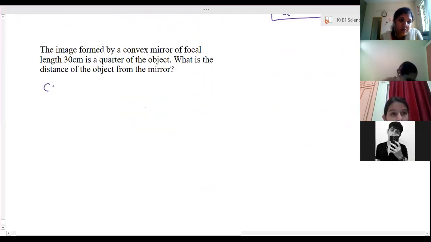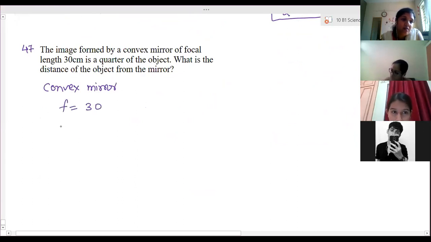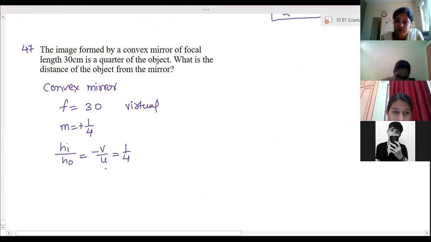So here is a convex mirror. This is the 47th question. Convex mirror focal length is plus 30 and magnification is given as quarter, that is 1/4, and it forms a virtual image, so it is plus 1/4. So hi by ho is equal to minus v by u is equal to plus 1/4. When you cross multiply, u is minus 4v, right? Now, what is the distance of the object from the mirror? So you have to calculate.